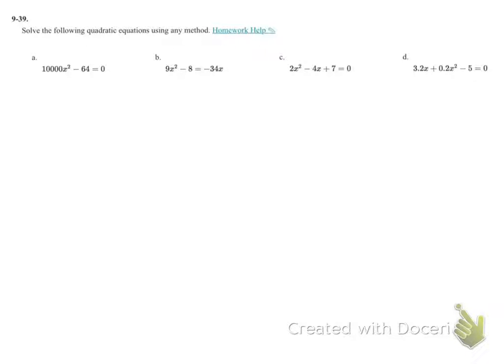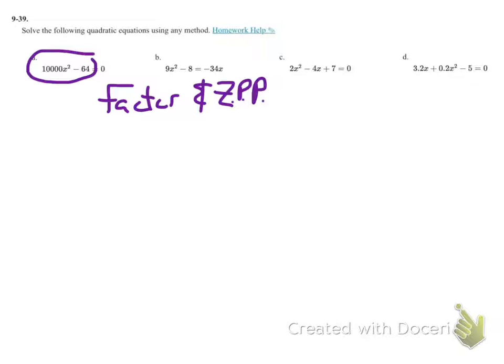For this one, I chose to factor and use the zero product property. The reason I chose that one is because I recognize this as being a difference of squares. If you remember the shortcut for a difference of squares, it's when both terms are perfect squares. So this one's 100x squared, and the other one is 8 squared. And we also have a minus in there.